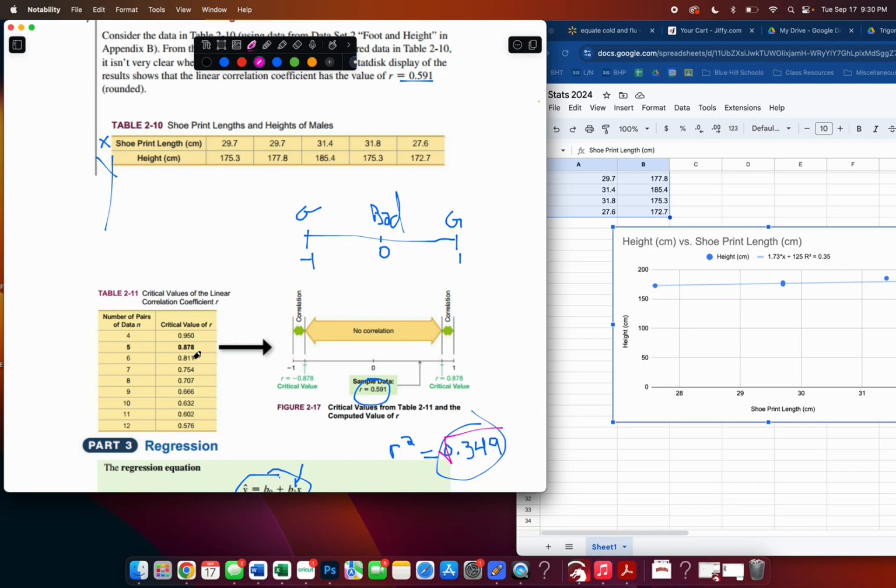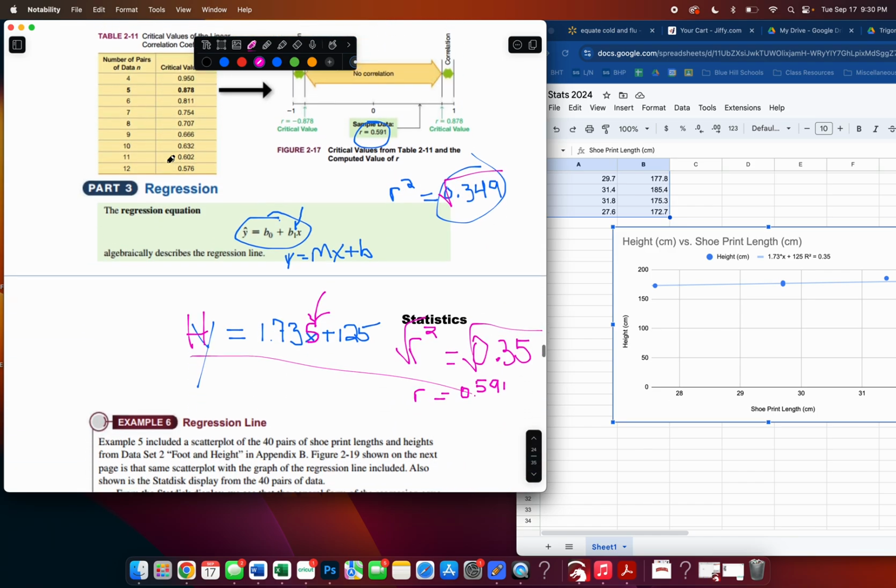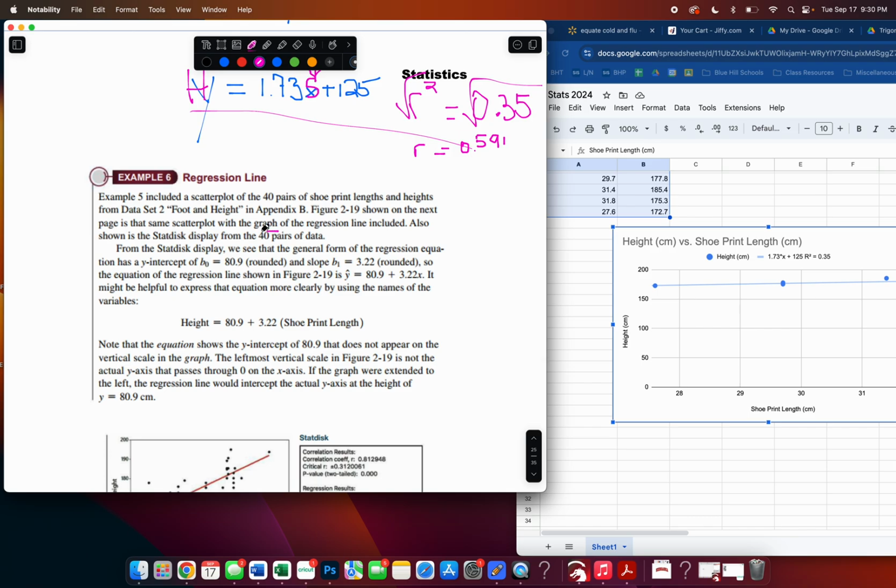But in the back of that textbook there's not just 5 of these, but a whole big data set that has shoe print length and height, okay? In that data set, there are 40 pairs of data, not just the snippet of it that you got in that last example. So they did this to all 40 pairs of data, and here is the equation that it spit out.